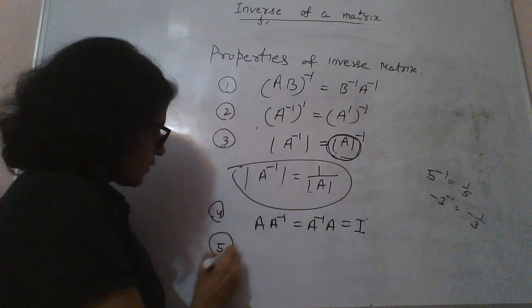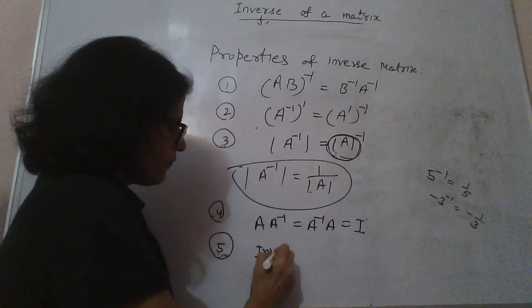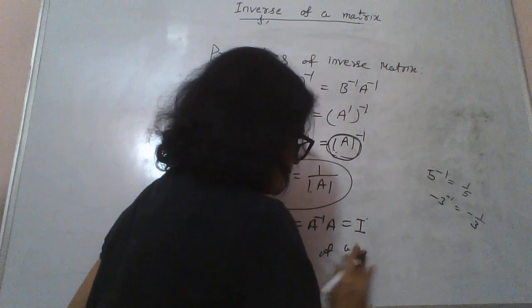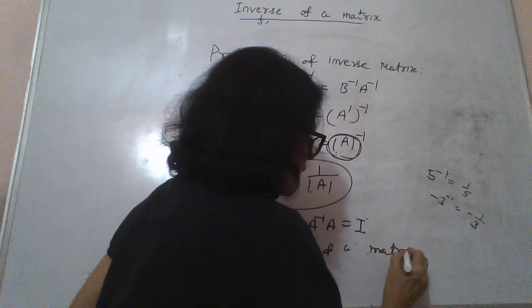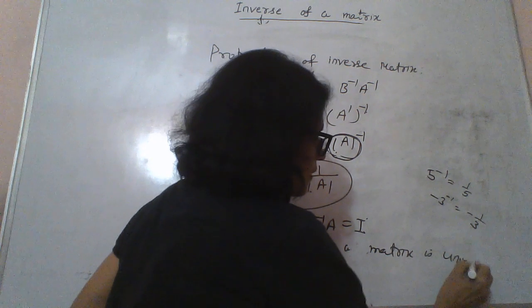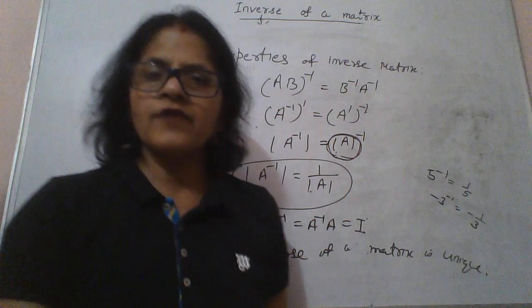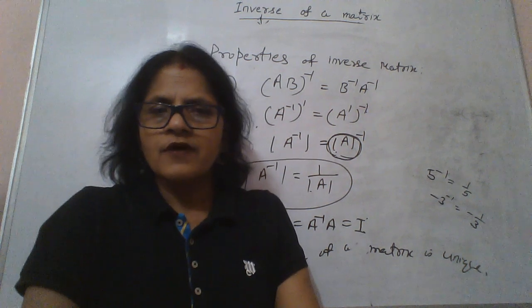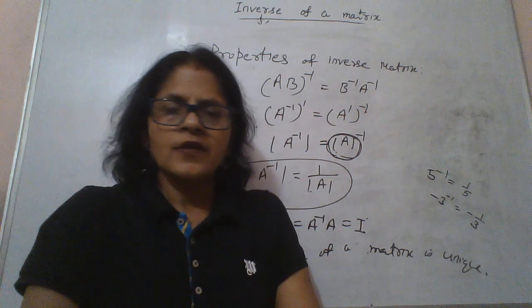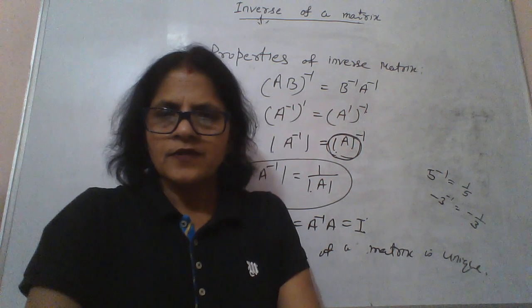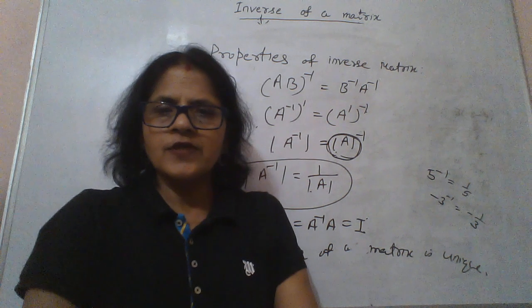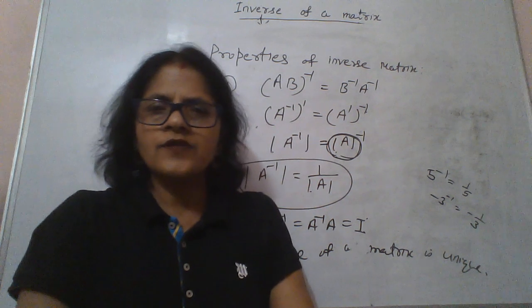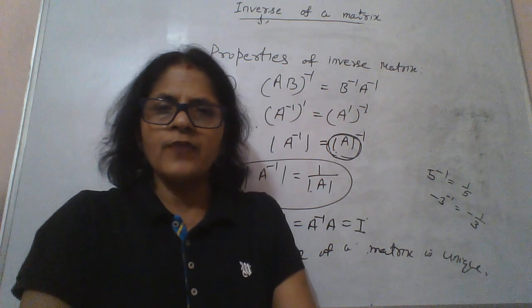And the fifth one you can just add: the inverse of a matrix is unique. It means if the matrix is invertible, then you do not have multiple inverses of that matrix. So whichever method you may use to solve it, you will get the same answer. It means any non-singular square matrix has one and only one inverse.